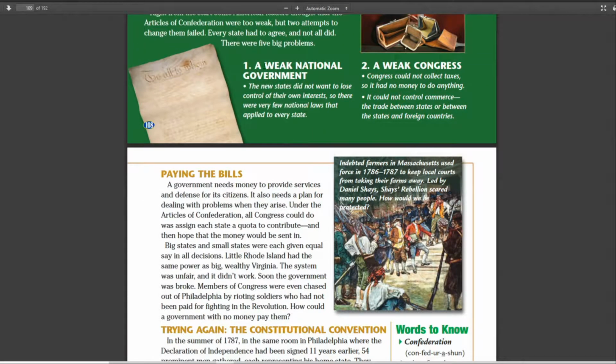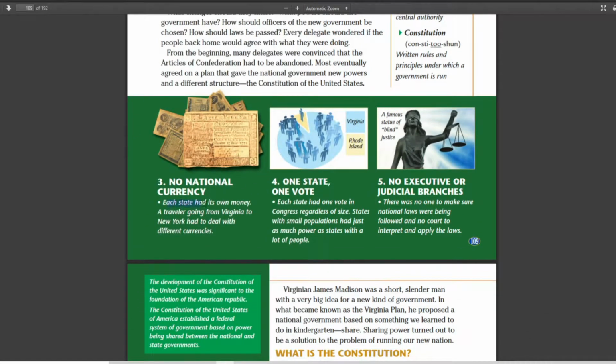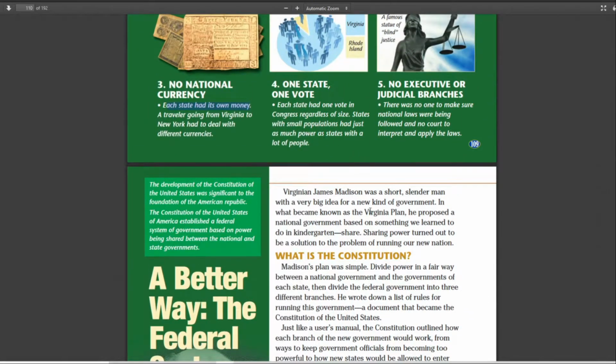First, they knew that the government needed to be stronger. They had to have power over the states. It had to be able to collect taxes and create its own money. These were things that they knew they had to do. Fine. But then how is it supposed to be structured? This one state, one vote was a really big problem. No executive or judicial branches was a very big problem. So they basically solved it.